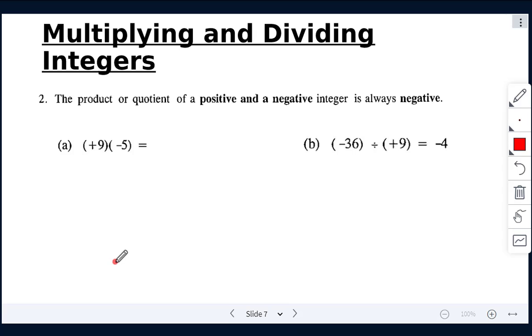All right, rule 2: the product or quotient of a positive and a negative integer is always going to be negative. So here we have positive 9 multiplied by negative 5. That is going to be negative, so negative 45. All right, here division, it's negative 36 divided by positive 9. Our answer is negative 4.